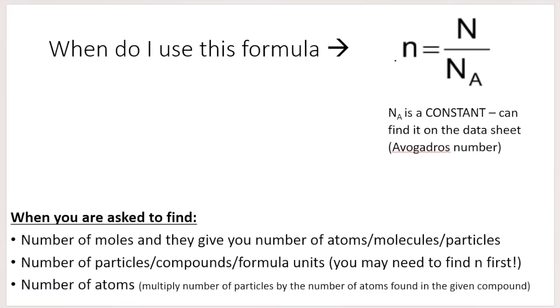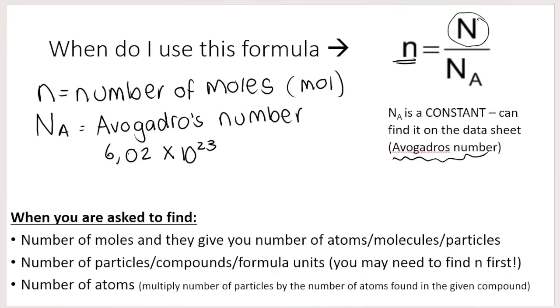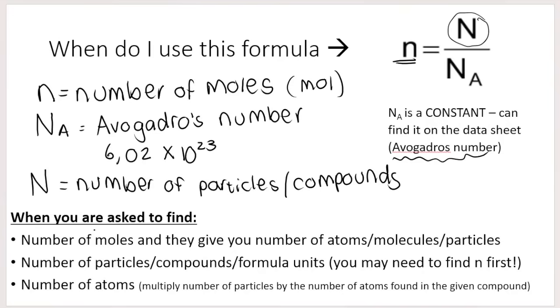Our next formula also involves n, baby n, which is the number of moles, but here we have a big N as well, and Na. Na is called Avogadro's constant, which we spoke about, Avogadro's number, and that will always be found on the data sheet. Some data sheets round off to 6.02 times 10 to the 23, and big N is the number of particles, compounds, formula units. So we use this formula when they ask us to find the number of moles and they give us the number of atoms, molecules, or particles, or if they ask for the number of particles, compounds, atoms.